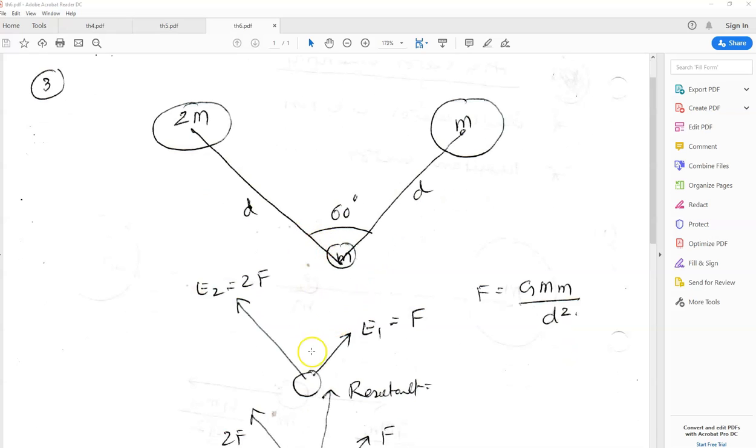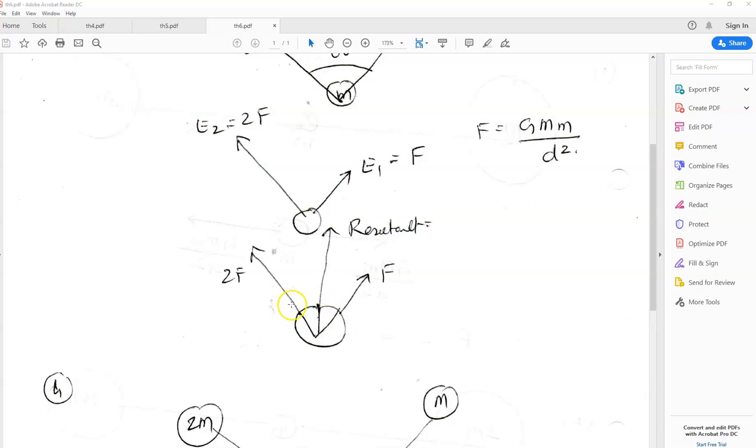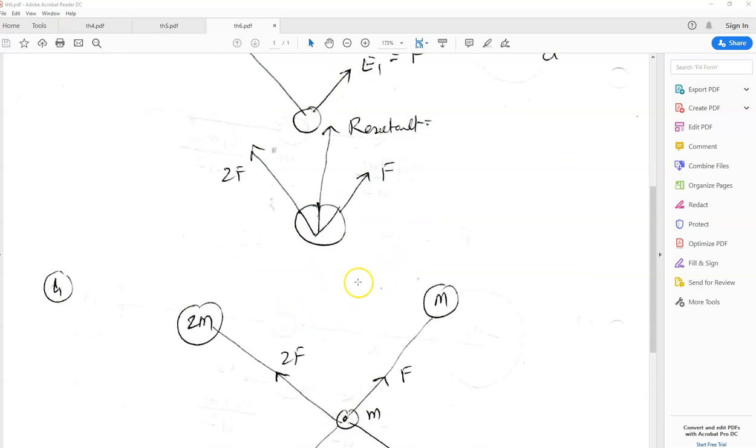So if you convert this into the vector representation, you know that the force acting because of 2m is in this direction, and the force because of this m is in this direction. If I put F is equal to Gmm by d square, the difference between this and this is the mass. If the force acting between these two masses is Gm by d square, this will be twice of that. So I've written this is F and this is 2F. This is again a simple vector addition. You have to find a resultant vector.